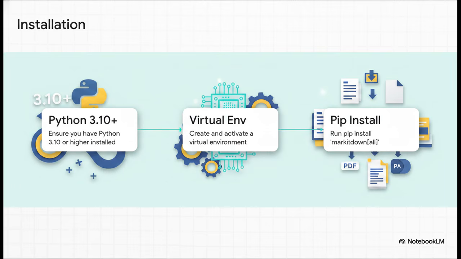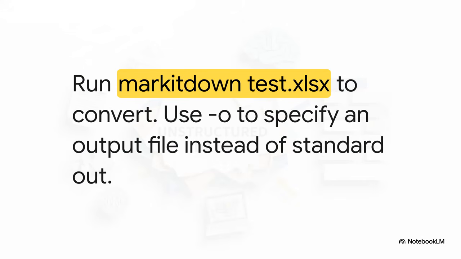Now, notice that all flag in the brackets. That is highly recommended because it automatically installs the optional dependencies you're going to need for those heavier file types like PDFs and PowerPoint. Once it's installed, the command line interface is incredibly punchy and direct. To convert a file, you literally just type MarkItDown followed by the file name, like test.xlsx.